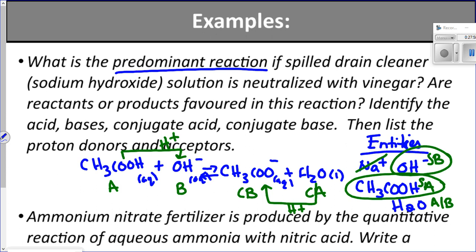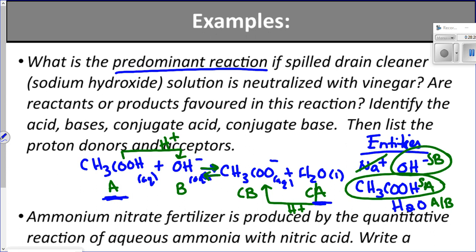So out of the 2 acids listed, my 2 possible acids in the forward and reverse reactions, are acetic acid and water. So water is an acid right here. Acetic acid is an acid on this side. Water is an acid on this side.